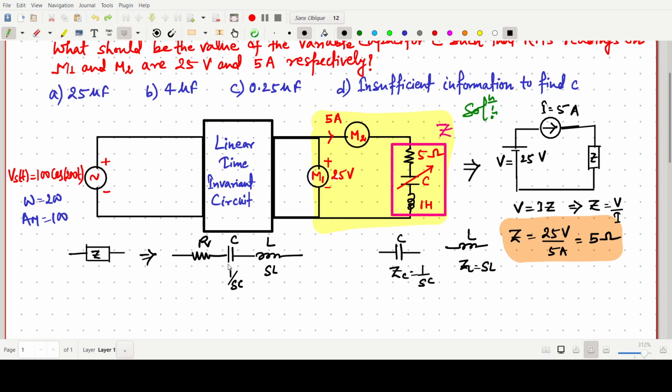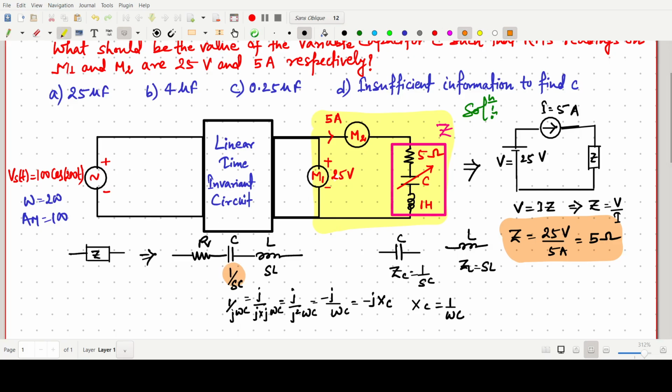So this is R, and then 1 by SC, which is 1 by j omega C. One can also write this as j by j into j. We multiply the numerator, so j by j squared omega C, where j squared is minus 1. So it is minus j omega C, and it can be written as minus j X_C, where X_C equals 1 by omega C. Is it okay? Clear?